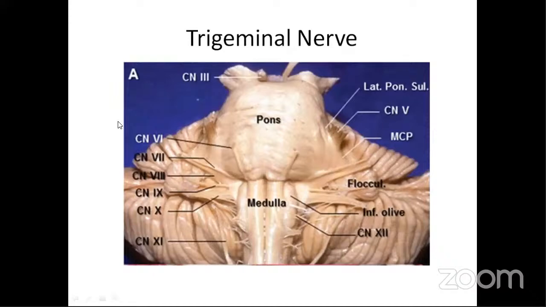So yeah, that was it for cranial nerves up till now. Now the big one, it is here, which is the trigeminal nerve. The trigeminal nerve arises from the ventral surface of the brain, from the pons, behind the lateral pontine sulcus, which limits the pontine surface from the middle cerebral peduncle. We cannot see it here, but this lateral pontine sulcus limits the pons and the middle cerebellar peduncles from each other. And the trigeminal nerve is located just behind the lateral pontine sulcus, as you can appreciate in this picture.